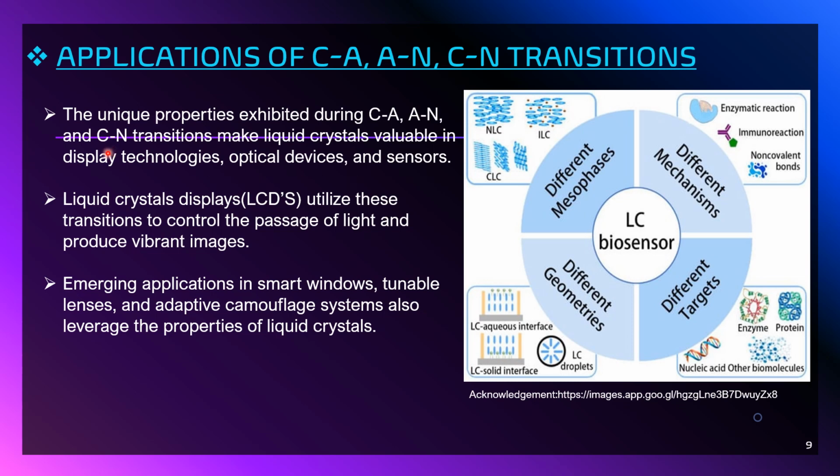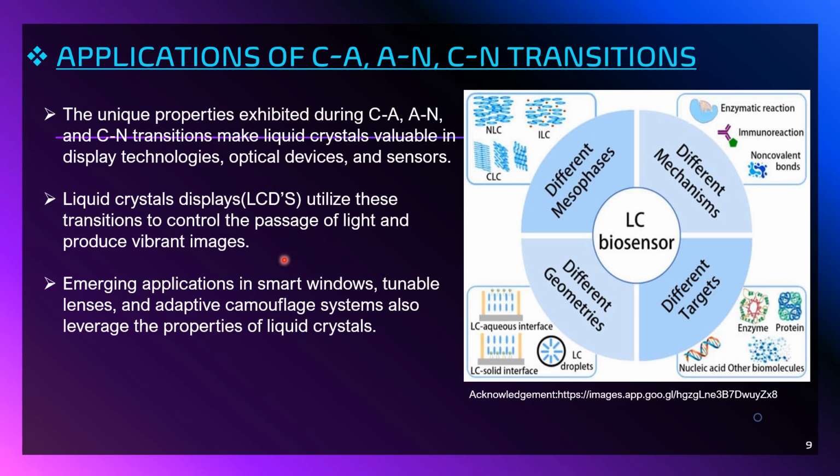and sensors. How do display technologies work? Cholesteric liquid crystal displays are used for applications like electronic shelf labels and e-books due to their bistable nature and low power consumption. And how do optical devices work? Optical devices are employed in optical filters, color-changing materials and reflective displays. For sensors, you can see the picture here. And liquid crystal displays utilize this transition to control the passage of light and produce vibrant images.